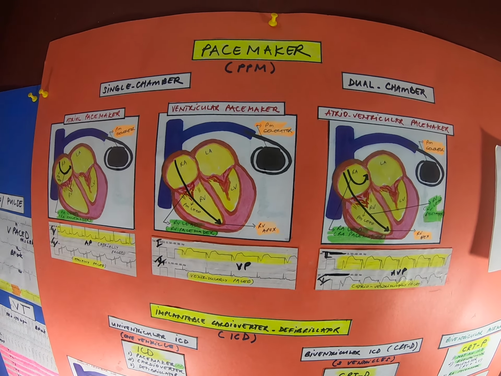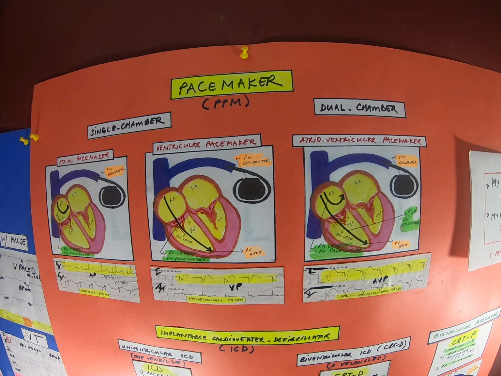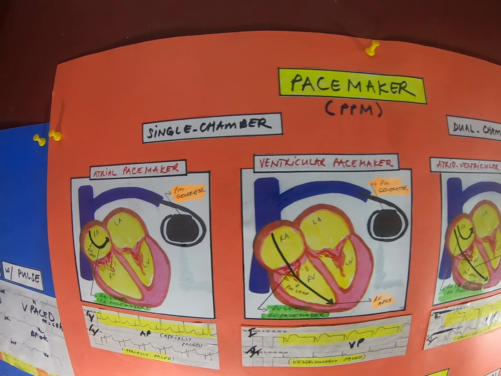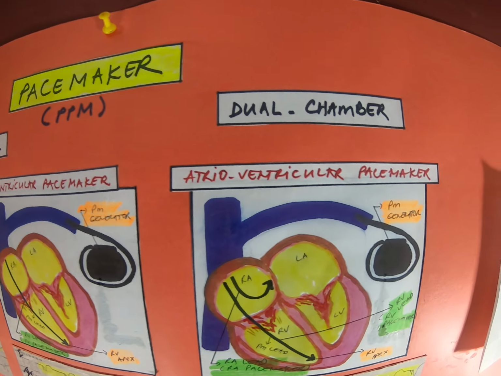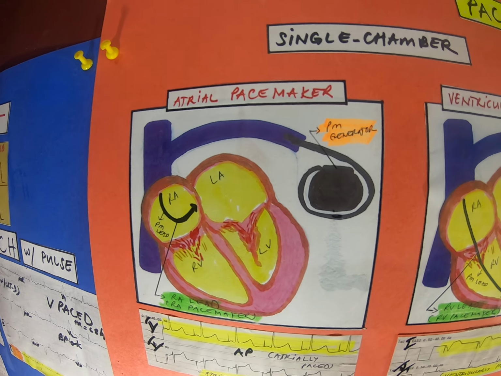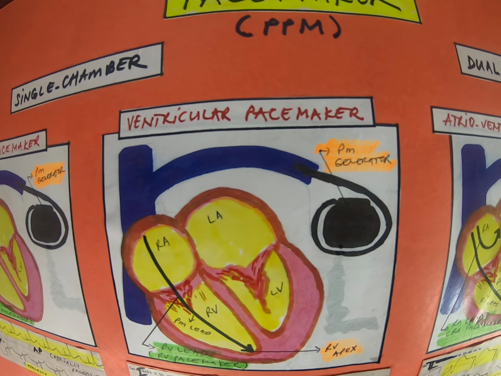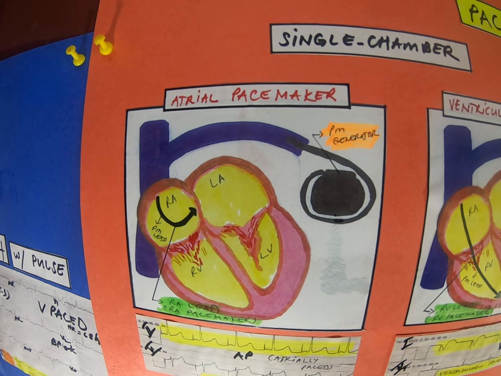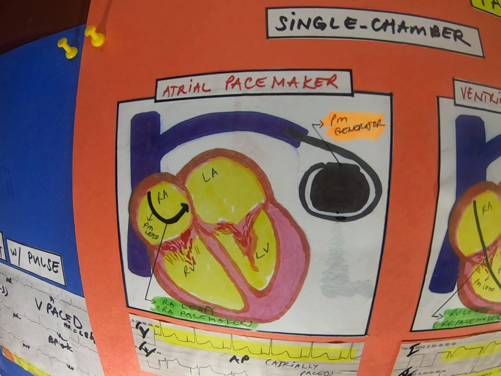Okay, so permanent pacemaker. We have two kinds here: the single chamber, and the dual chamber. The single chamber pacemaker could either be an atrial pacemaker or a ventricular pacemaker. Atrial pacemaker is used for sinus node dysfunction, but we still want to maintain AV function. Here we have a pacemaker generator with one lead that delivers the electrical stimuli to the tissues.